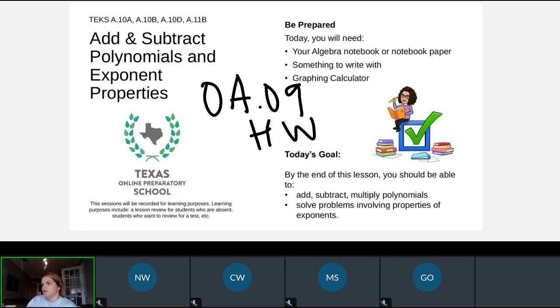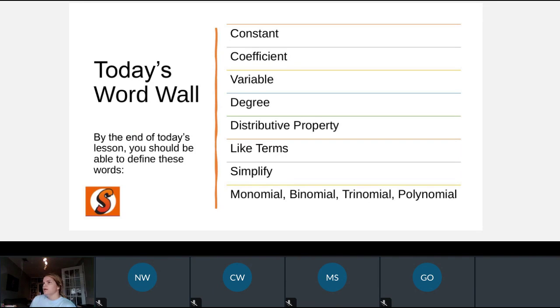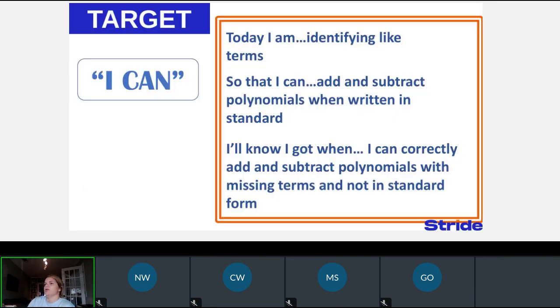Alrighty, so for today, some vocabulary that is going to be important to this lesson and in this bigger unit. We have constant, coefficient, variable, degree, distributive property, like terms, simplify, monomial, binomial, trinomial, and polynomial.